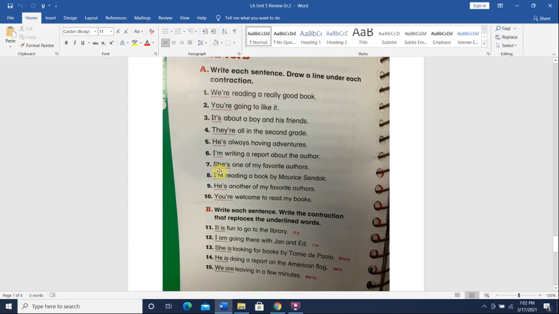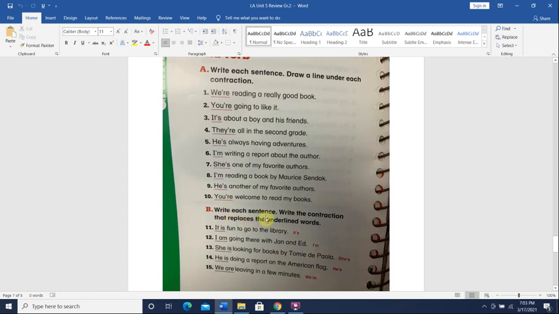She's one of my favorite authors. Here, she's is the contraction for two words, she and is. Number 8, I'm reading a book by Maurice Sendak. I'm is the contraction of I am. He's another of my favorite authors. He's is the contraction for he is. You're welcome to read my book. You're is the contraction for two words, you and are, the pronoun you and the verb are.